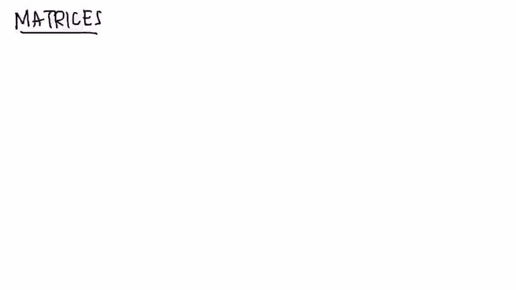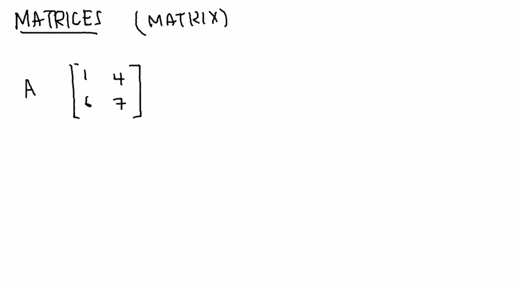Matrices is the plural version of the word matrix. A matrix is basically just a set of numbers that have brackets around it. So this matrix, let's call this matrix A, is a 2 by 2 matrix, and it has the following numbers: 1, 4, 6, 7. So notice, when I said this is matrix A, this matrix name is a capital letter.